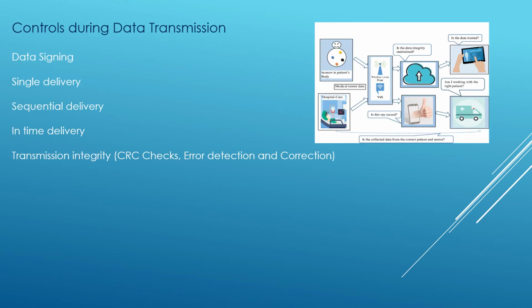The next one is controls during data transmission. The first one is data signing. If you sign the data and transmit the signature along with the data, at the destination we can recompute the signature and make sure that the data is not tampered with during the transmission.